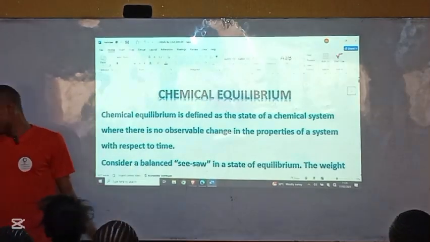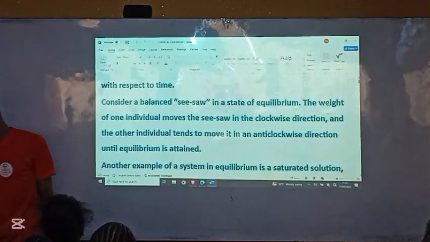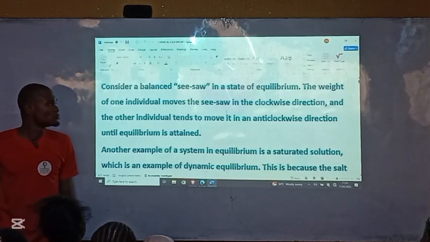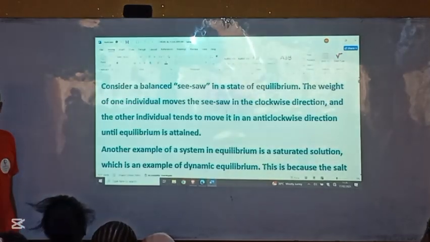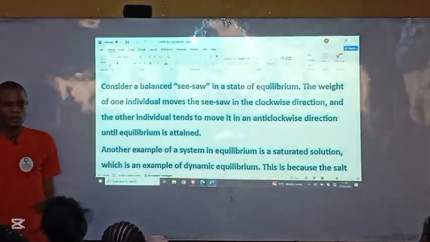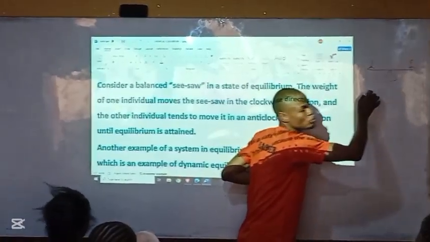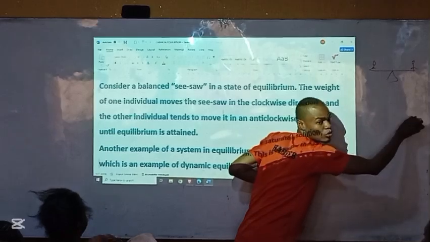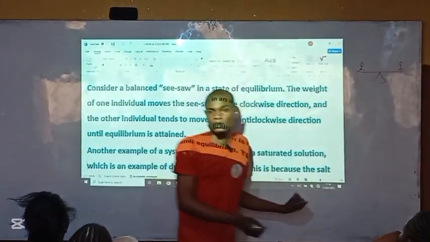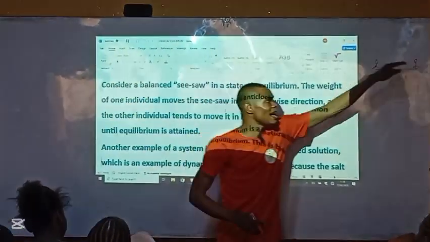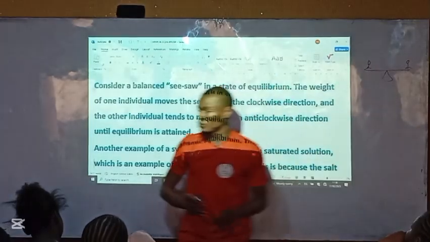It's just a revision. I've explained it in the other class. That's the clockwise direction. This person's weight can go like this. That's the clockwise direction. So now, if they are not moving, they are in what? Equilibrium.